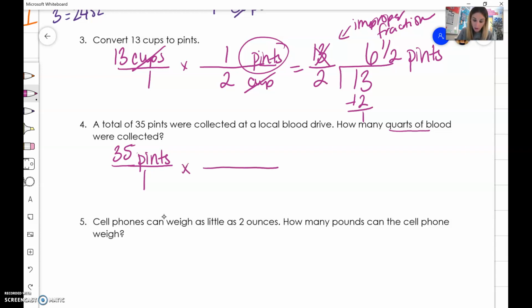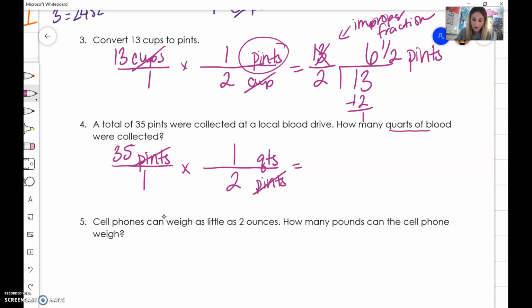And we're going to put quarts up here and pints down here, because remember, we want to cross cancel those pints. So we know that in 1 quart, there are 2 pints. I'm going to cancel out my pints. And now, can I cross simplify? Nope, so I'm just going to multiply across.